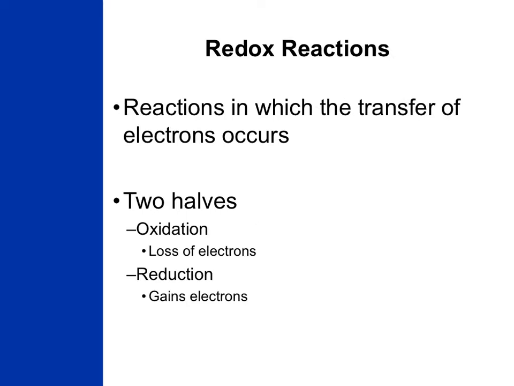Redox reactions are reactions in which the transfer of electrons occurs. For the transfer of electrons to occur, we have to have two things happening. A substance has to give up electrons and another has to accept them. This means for each redox reaction, we have two halves, the oxidation half and the reduction half. These two halves will always occur together.